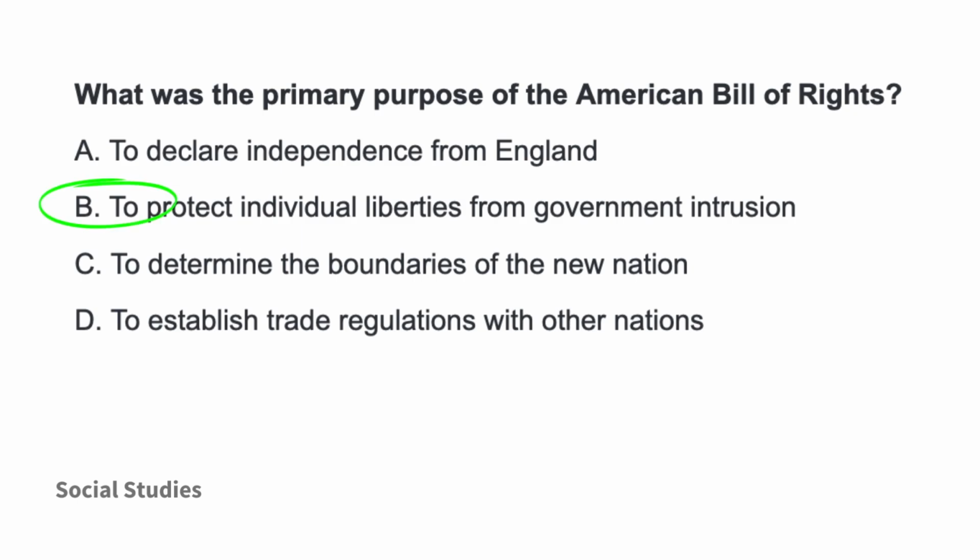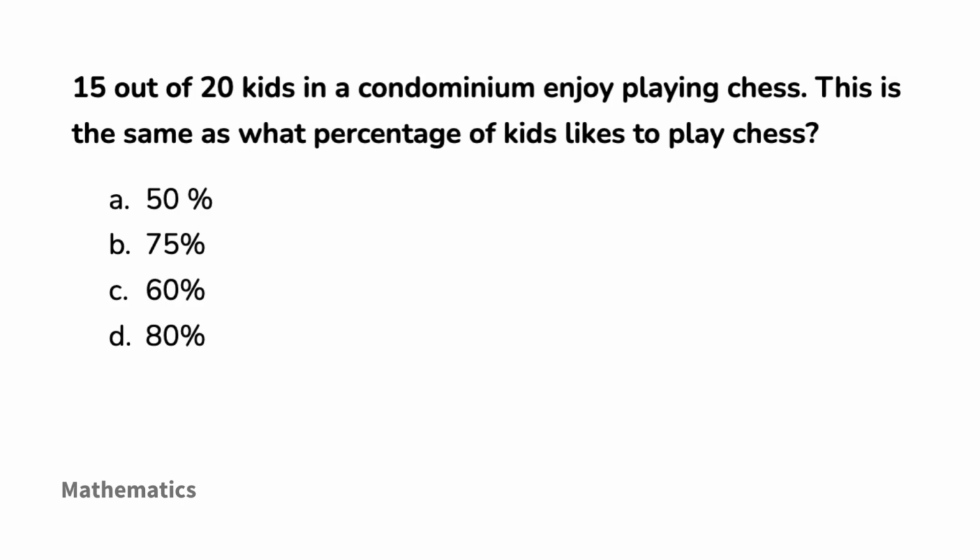That would be letter B, to protect individual liberties from government intrusion. That concludes our social studies history section. And now we're going to move on to our math section.